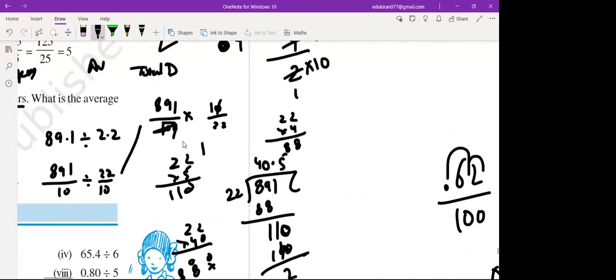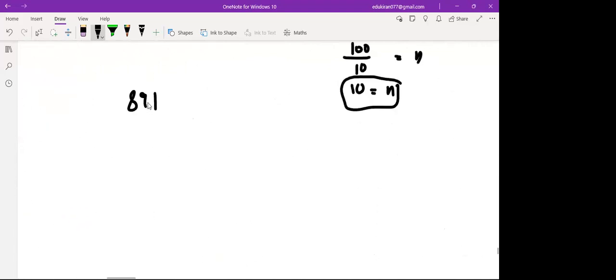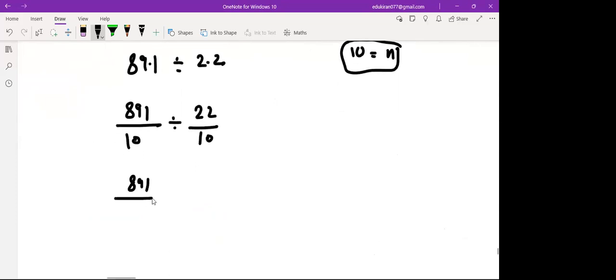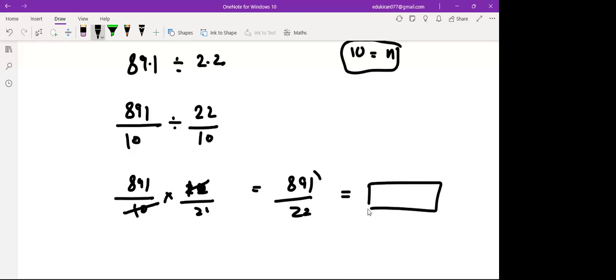It was 891 divided by 2.2. I wrote it like this: 891 by 10 divided by 22 by 10. Then I wrote this: 891 divided by 10, multiplied by 10 by 22. So this 10 and 10 got cancelled. Now what is left? 891 by 22. Now you will simply divide it and you will get the answer. Fine.